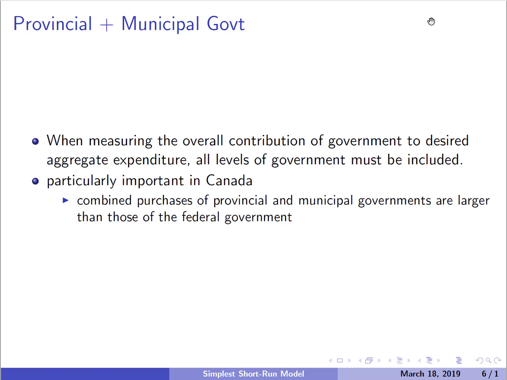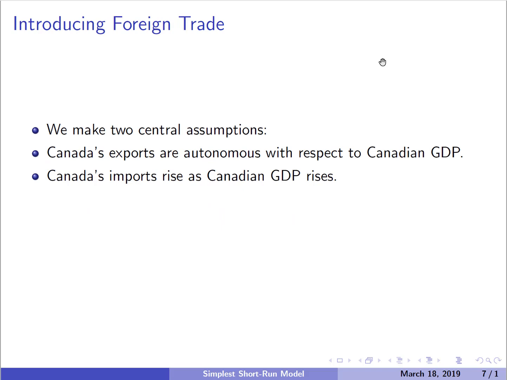All right, let's move on to net exports, or foreign trade in the simplest model with government and trade. Let me just click on the next slide. So, introducing foreign trade. We're going to make two key assumptions, and really this is just determining what our net export functions look like in our model. We're just making assumptions that determine what they look like.